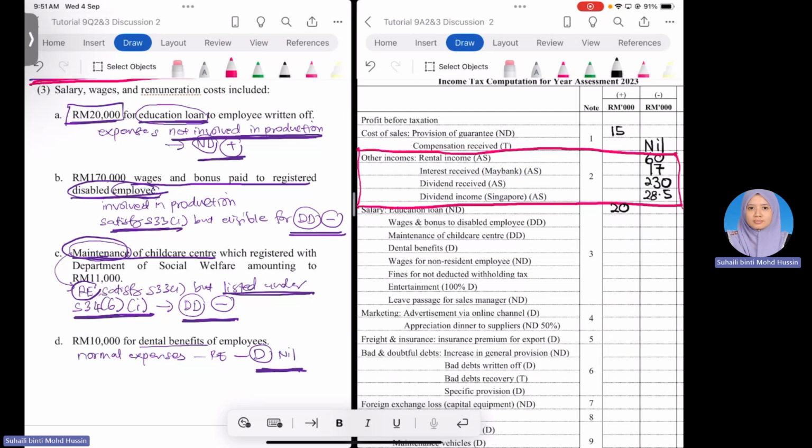So the government said that if you hire the disabled employee, the company is allowed to deduct a double deduction, a second deduction in the taxation. So you already deducted 170,000 ringgit in the SOCI, and one more time you can deduct in the taxation at the adjusted business income level. So you can minus one more time for the wages and salary that the company paid to the disabled staff, 170,000 ringgit.